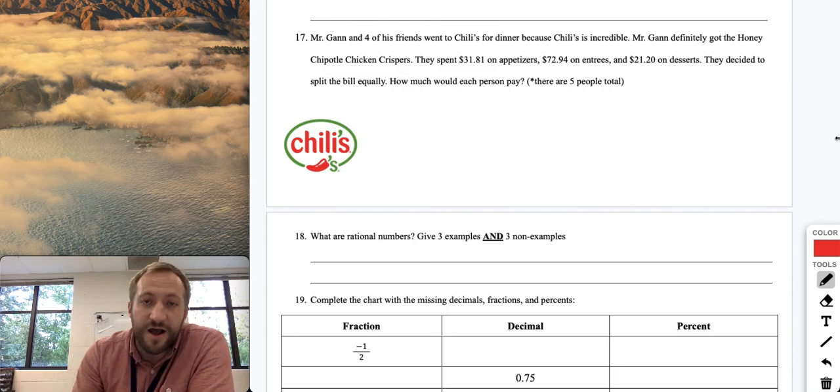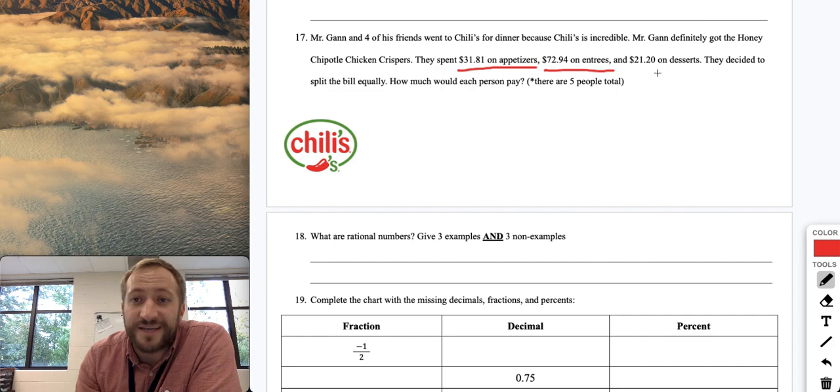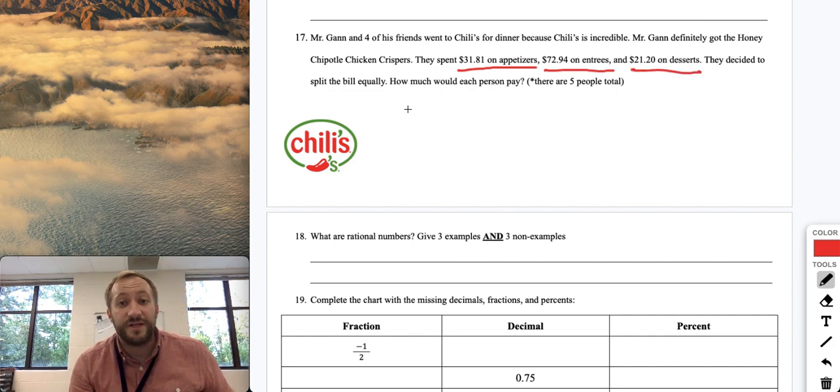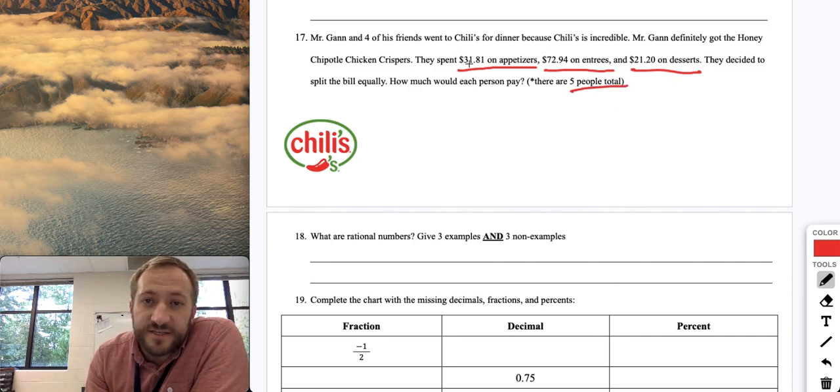They spent $31.81 on appetizers, $72.94 on entrees, and $21.20 on desserts. They decided to split the total bill equally. How much would each person pay? 5 people total. So looking at this, this is their cost on appetizers, on entrees, and then on desserts. I have to first add all the food cost up to figure out how much the total bill was.